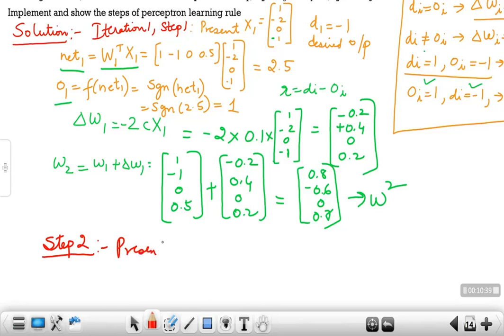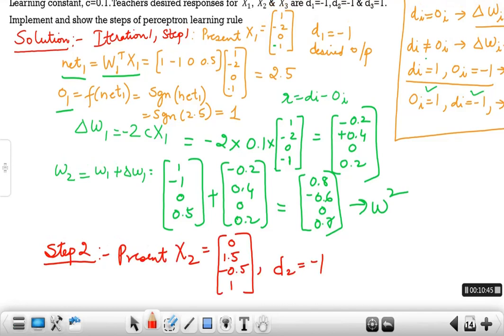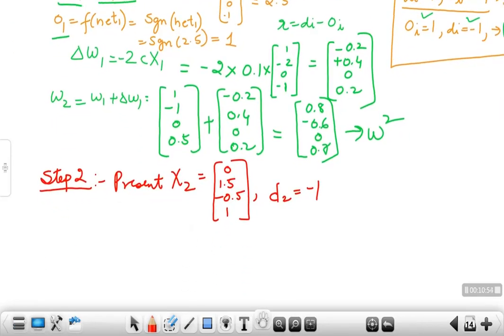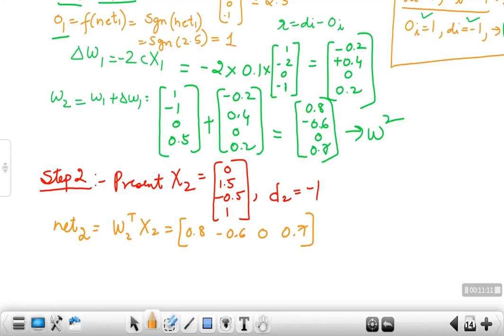So what is done in iteration 2? Basically you will be presenting x2 and calculating net to O2. Sorry, not iteration 2, I mean to say what we do in step 2. Iteration 2 is after all the inputs are presented. So in step 2 we will be presenting pattern x2. This is x2: 0, 1.5, minus 0.5 and 1, and d2 is equal to minus 1.